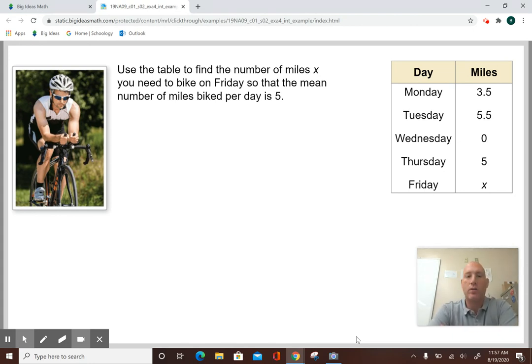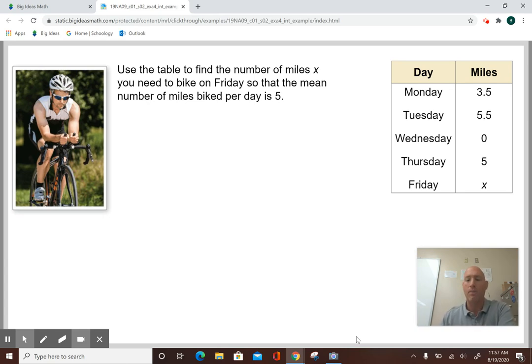So this is going to be the story problem that we're going to look at. Remember how I talked about mean in the beginning? This is why you need to know it. Use the table to find the number of miles X you need to bike on Friday so that the mean number of miles biked per day is 5. This is a big problem to know how to do. This will come up over and over: ACT, SAT, your standardized test to get out of ninth grade, to graduate.